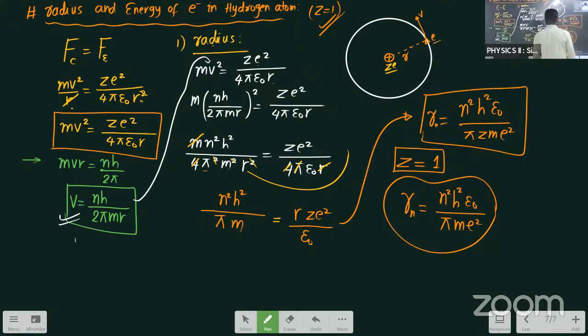I hope you understood this. Let us move on to the next expression. What is the next expression? The next expression is regarding the total energy. So see here, we got one equation.